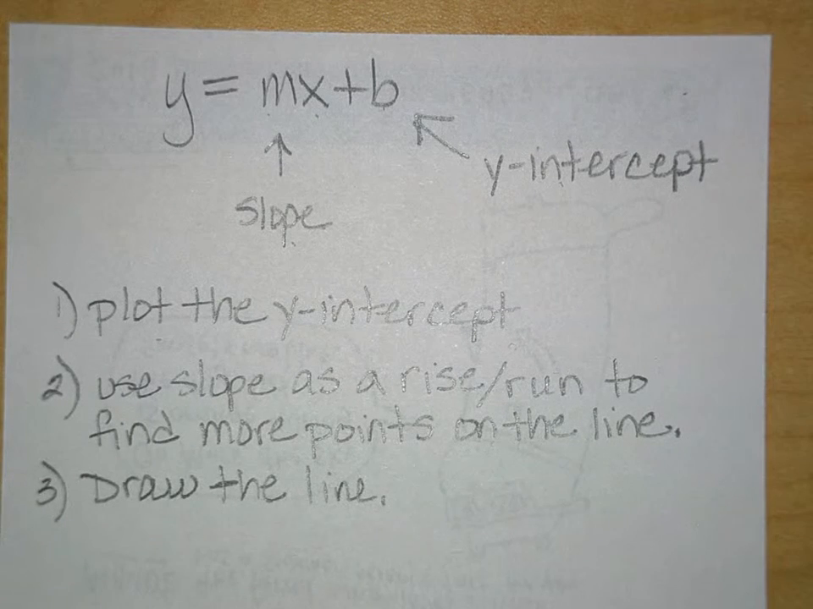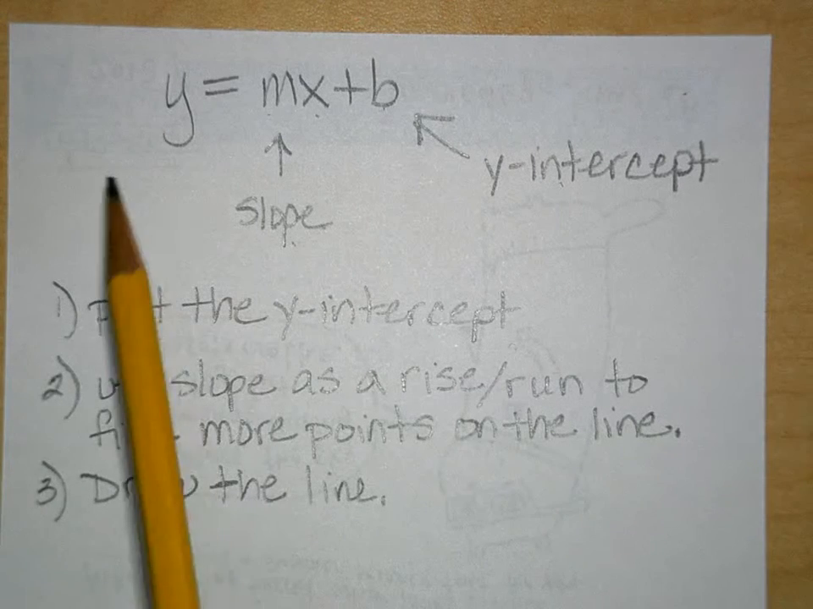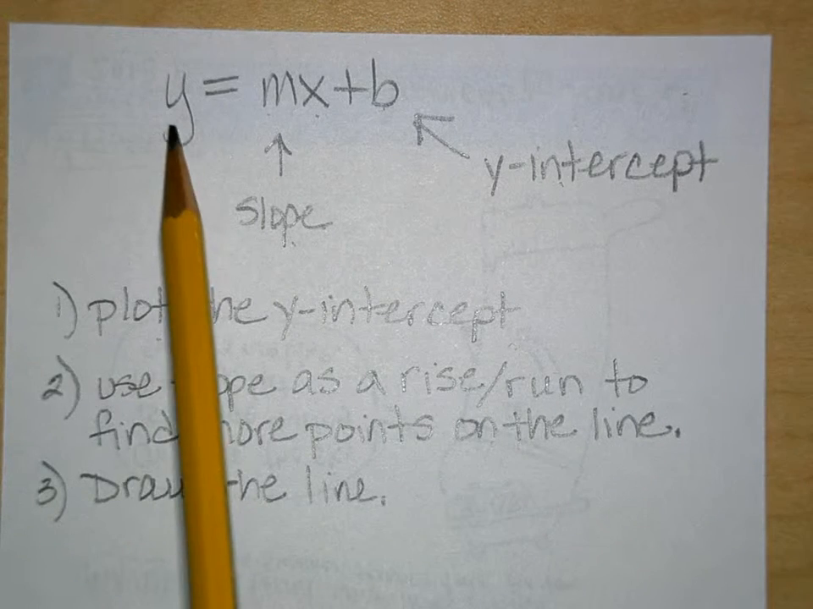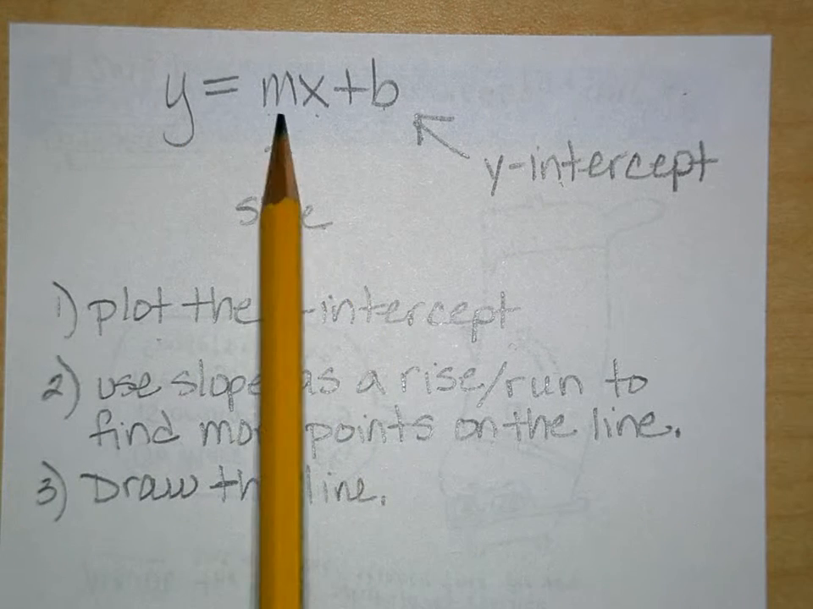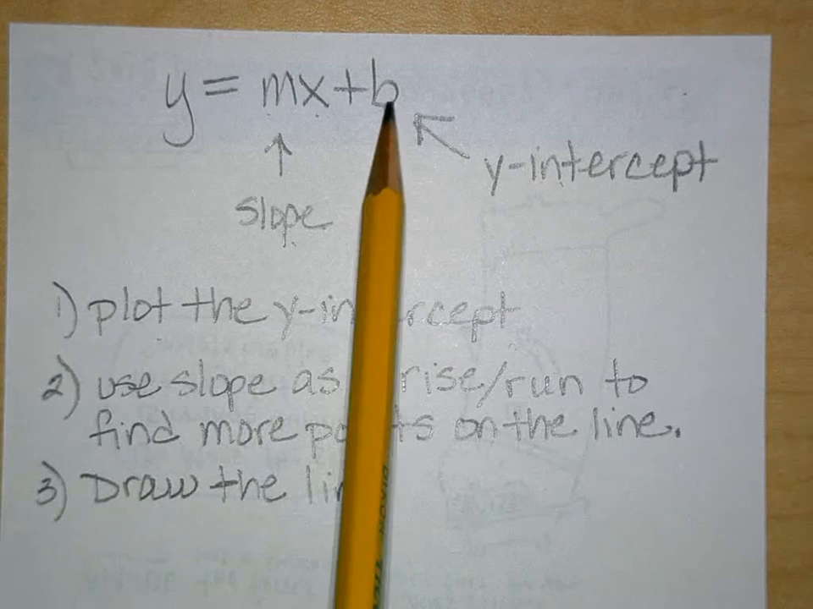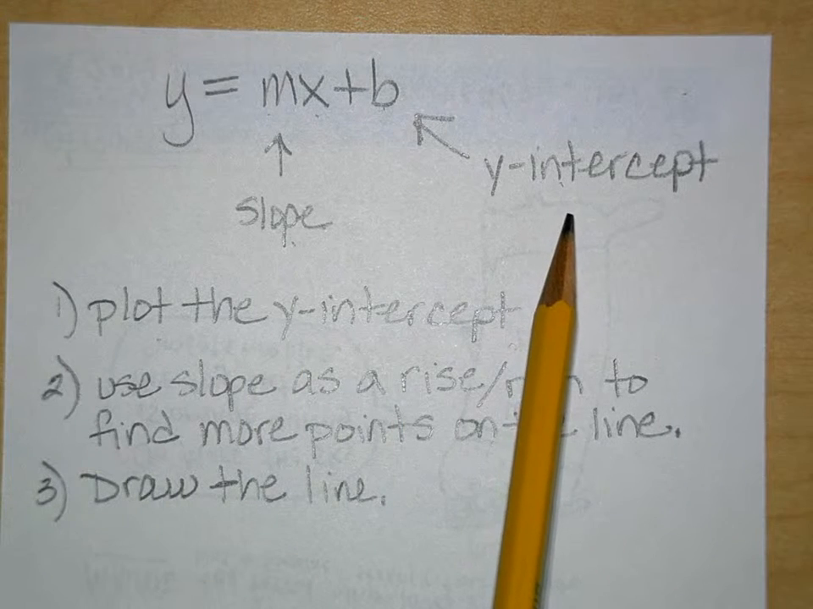Okay, today we are going to practice graphing a few lines. I'm going to begin by reminding you that the slope-intercept form of a line is y = mx + b, where m is your slope and b is your y-intercept.